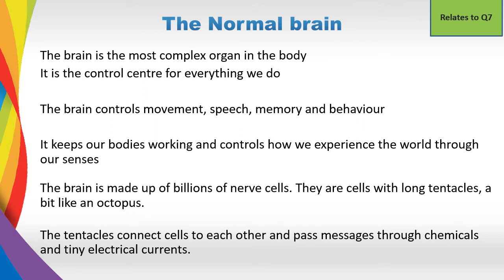So the brain is the most complex organ within the body. It's the control center for everything that we do. It controls our movement, speech, memory and behavior. It keeps our bodies working and controls how we experience the world through our senses. So like our sight, our hearing, our sense of smell, our taste. The brain is made up of billions of nerve cells. These nerve cells are cells with long tentacles, a bit like an octopus. The tentacles connect cells to each other and pass messages through chemicals and tiny electrical currents.